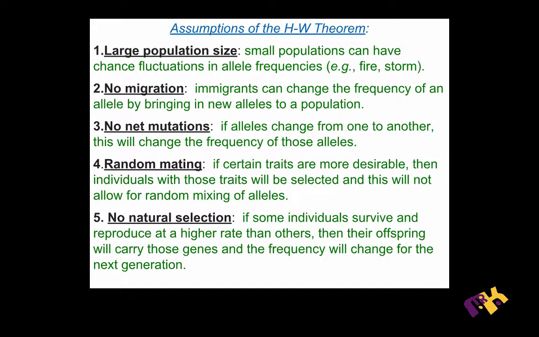And then no natural selection, that we do not have traits that are more advantageous than others to allow that individual to survive more successfully than another one. And again, in green, we mentioned what's actually happening in reality. We know that some individuals will survive and reproduce better than others. And so in Hardy-Weinberg's theorem, he makes the assumption that none of this is going on.